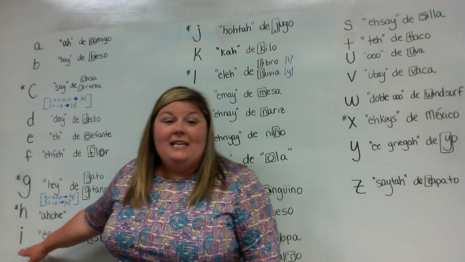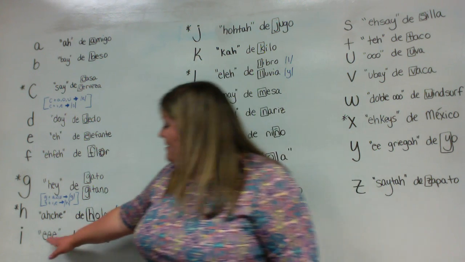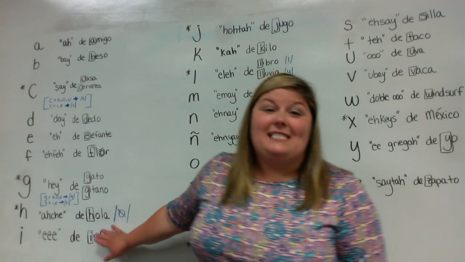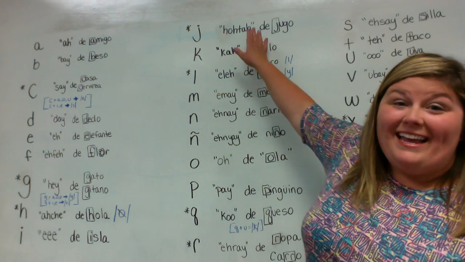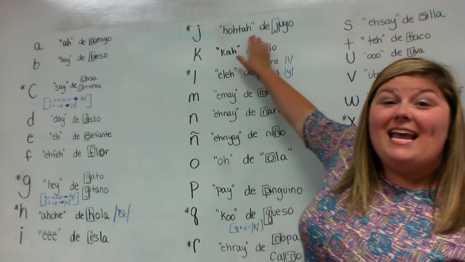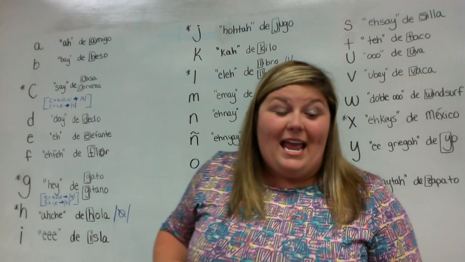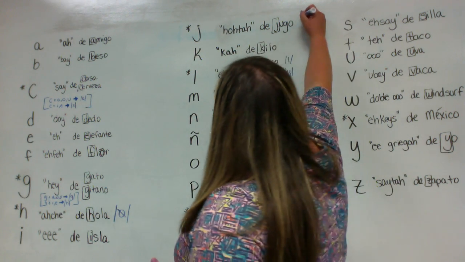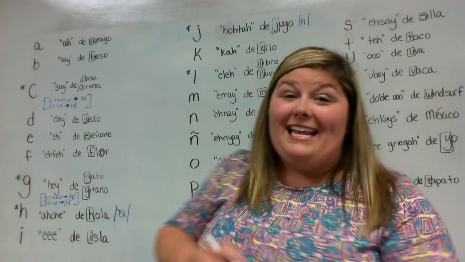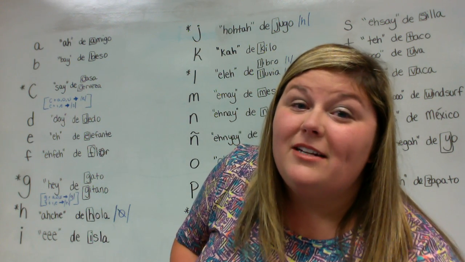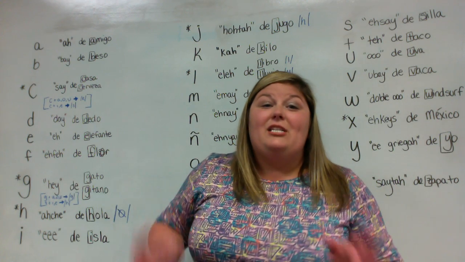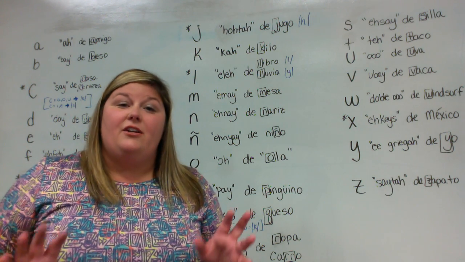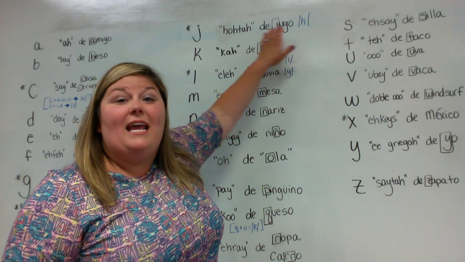Okay. So the letter I is pronounced E de isla. Isla means island. ¿Sí? I de isla. Okay. J de jugo. The letter J sounds kind of like the H most of the time in Spanish. So kind of like in English, the letter H. Remember that the letter H in Spanish is silent. But the J in Spanish sounds kind of like the English letter H. So this is J de jugo.